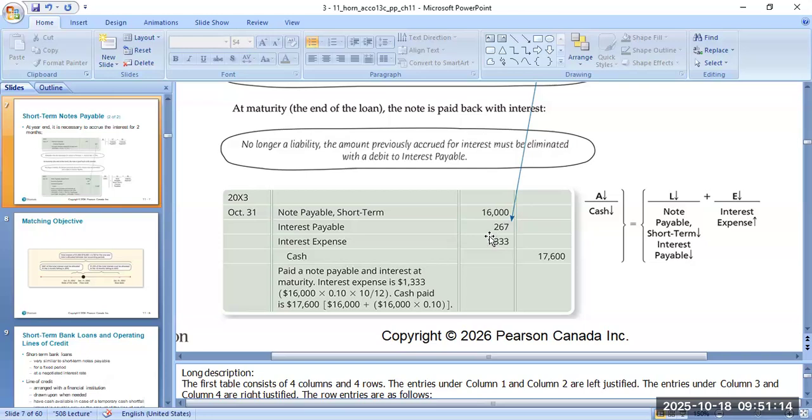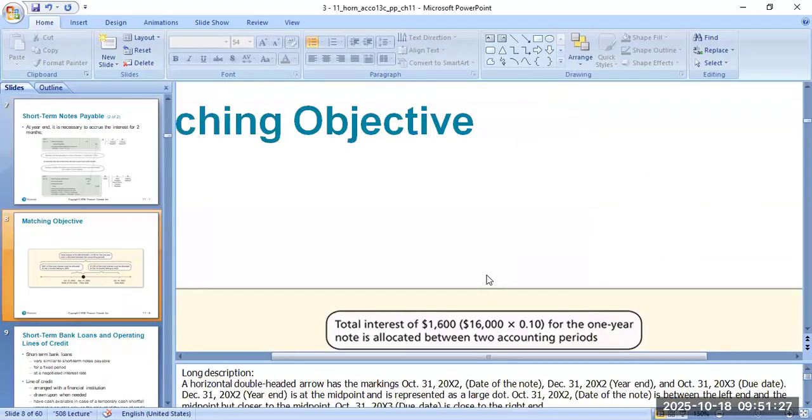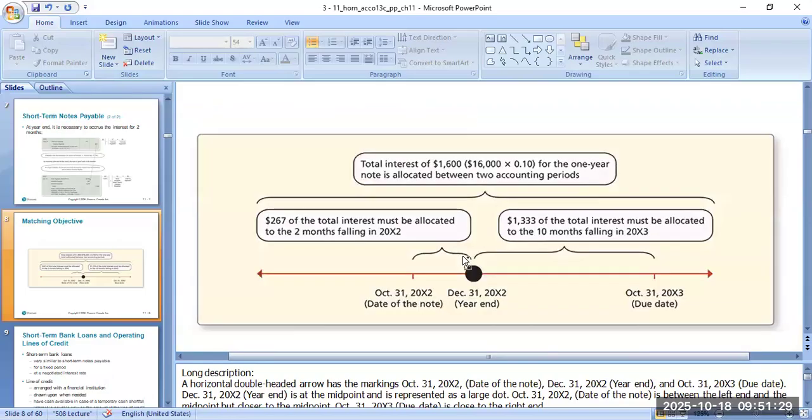So basically, once we compute the interest payable plus interest expense, we're going to see that the number here is exactly $1,600.